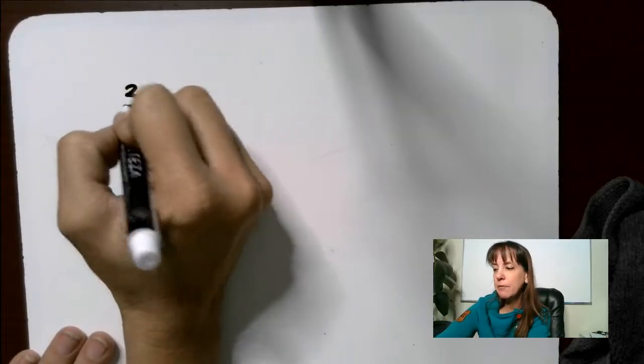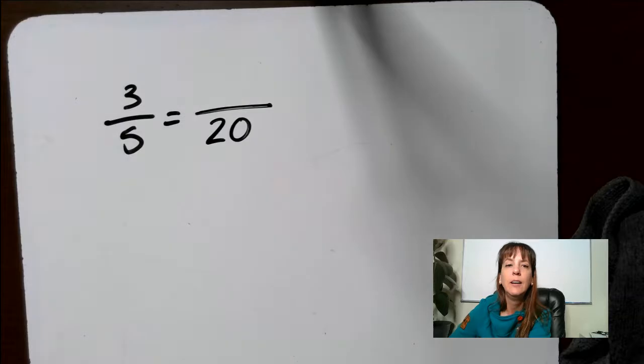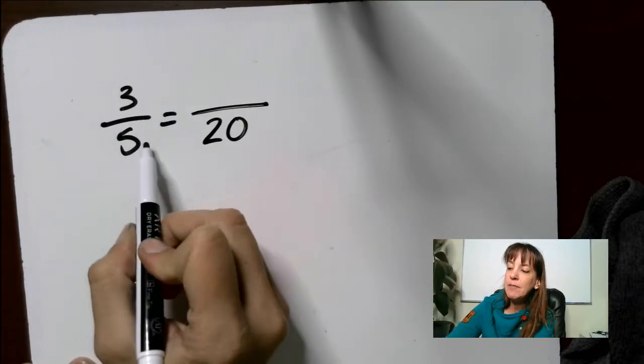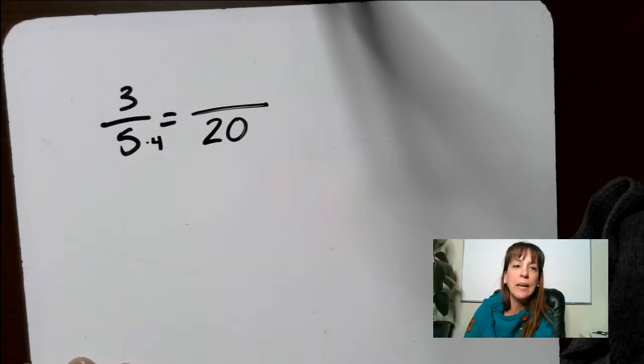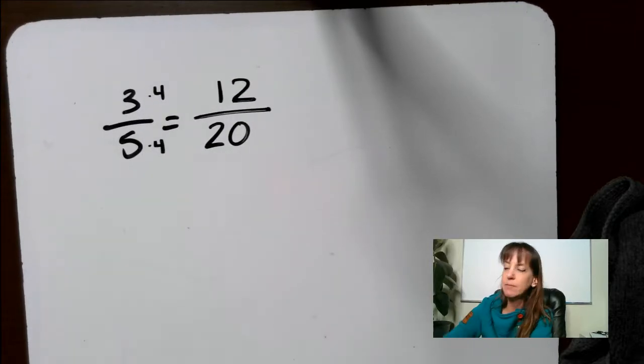Let's take 3/5, and I want you to write this with a denominator of 20. We would take 5 and we'd multiply it by 4 to get 20. What we do on the bottom, got to do on the top. We get 12. 12 over 20. Beautiful. All right, let's talk about reducing fractions.